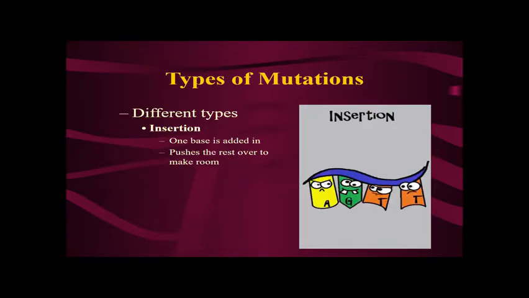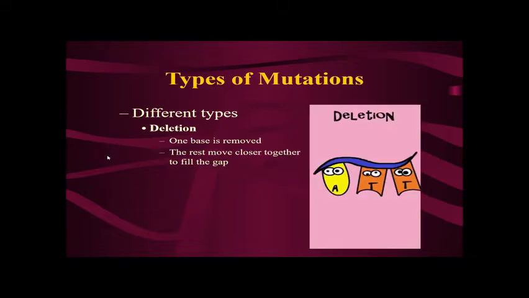Another type of point or gene mutation is an insertion, and this is when a base is added in somewhere in the sequence. What this does is it pushes the rest of the bases over to make room for the one that's being inserted. And a third kind of point or gene mutation is a deletion. A deletion is when a base is removed from the sequence. When this happens, the rest of the bases will move closer together to fill in the gap of that missing base. So those are the three main types of gene or point mutations.